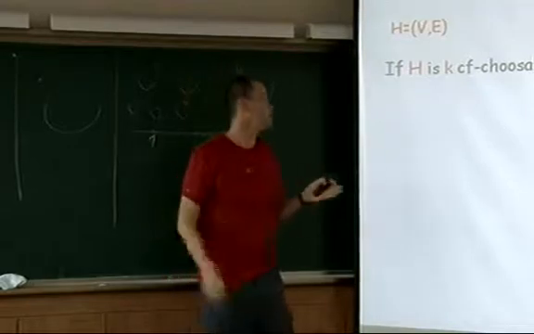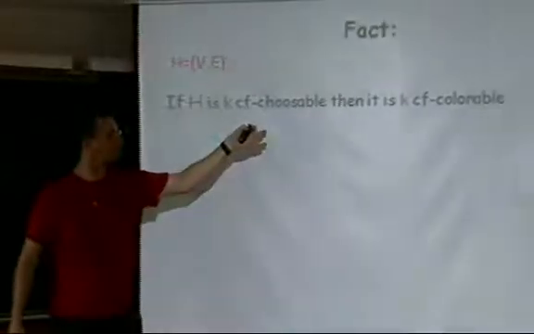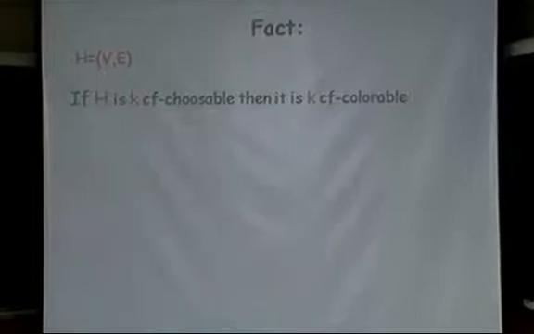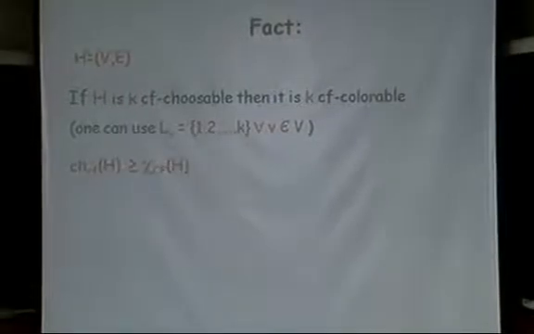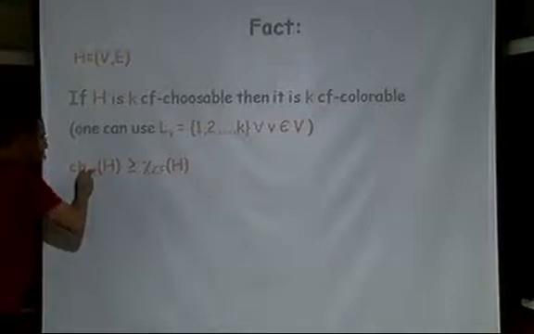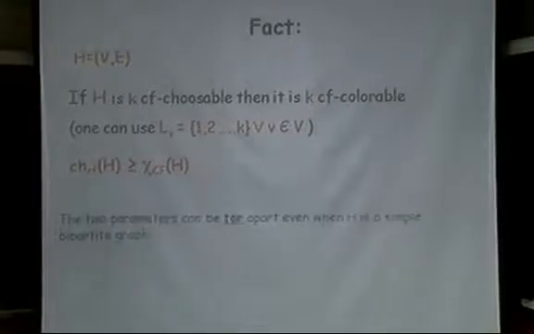So the CF chromatic number is at most the choosability number. What about the other way? The other way is interesting. So we have this inequality: the chromatic number is at most the choice number. If you can do it with lists of size k, definitely you can k-color it. But the two parameters can be far apart.